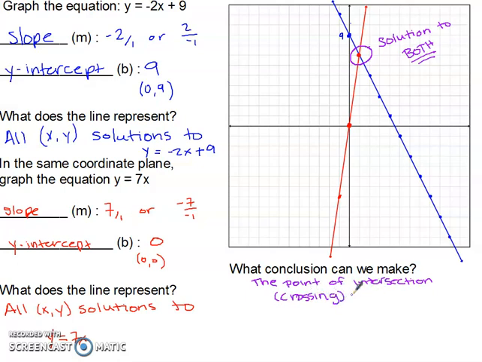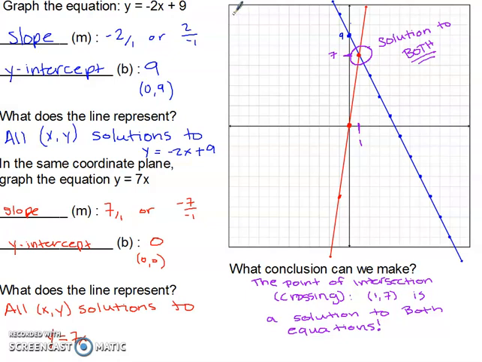and this point is, it looks like 1 for x and 1, 2, 3, 4, 5, 6, 7 for y, so (1, 7), is a solution to both equations. So that means if I take an x value of 1 and I plug it into both equations, it will give me a y value of 7. I'm going to go ahead and test this out.